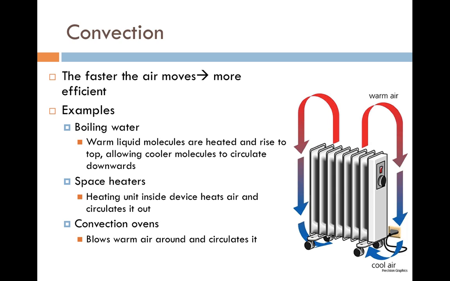Another cooking example that uses convection are convection ovens. I work at Starbucks and we use convection ovens to heat our food, our pastries. The oven is a small confined area and it circulates the warm air, blows the warm air around the cavity to heat up the food.